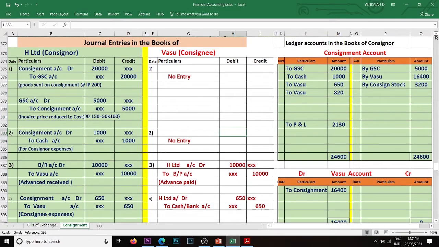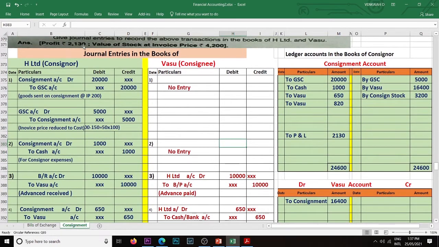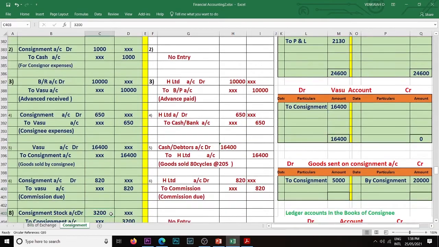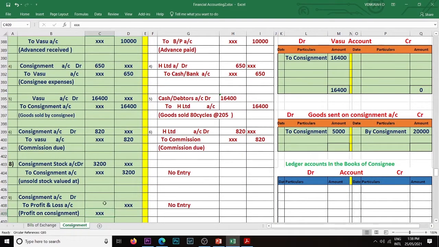Check here. Yes, profit is 2,130, and the value of stock at invoice price is 4,200, but the cost price is 3,200. So when we take invoice price, we have to write a stock reserve for 1,000. To avoid such confusion, we are calculating unsold stock at cost price. Okay, now we will record the profit. Consignment account, profit and loss account, 2,130.